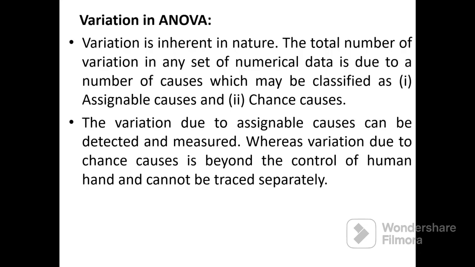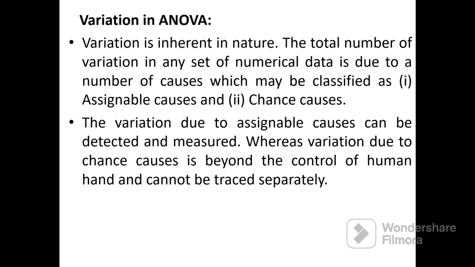So whenever we have to observe the variation between the samples, the first sample is different from the second sample, which is different from the third sample, in this way, we have to consider two types of variations: the variation coming from assignable causes, and the variation coming from chance causes. In this particular slide, it has been said that variation due to assignable causes can be detected and measured, whereas variation due to chance causes is beyond the control of human hand and cannot be traced separately, okay? In the coming slides, we will be considering one or two examples so that it will be more clear to us.